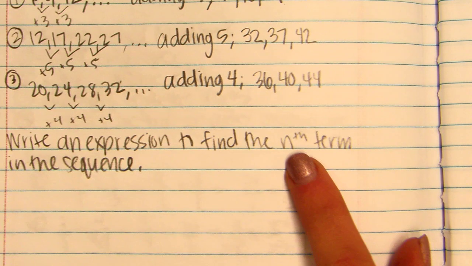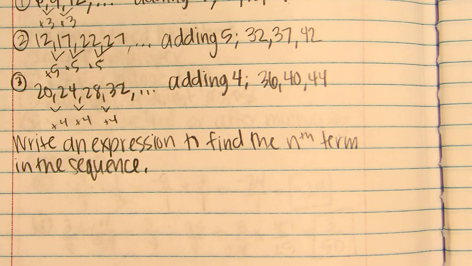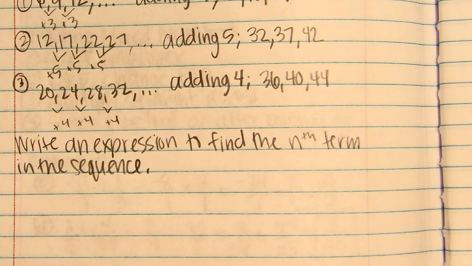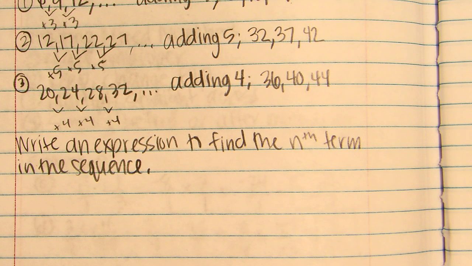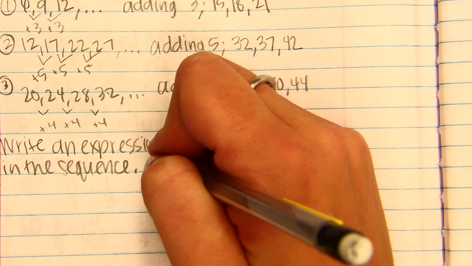So if n is 1, it's the first term. If n is 2, it would be the second term. If n is 16, it would be the 16th term. And what if n is 50? We don't want to have to write out all 50 terms. So we're going to use an expression to figure out how we could just plug in 50 for n and then figure that out quickly. And then let's find the 40th term.